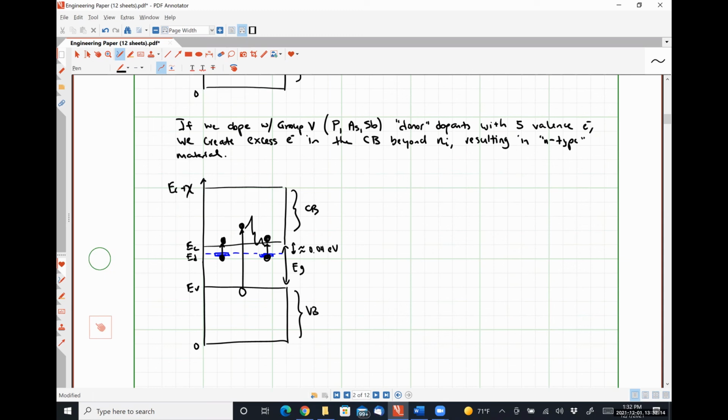All right. So for an N-type crystal, if Nd is much greater than Ni, then our electron concentration is approximately Nd, and our hole concentration is approximately Ni squared over Nd.